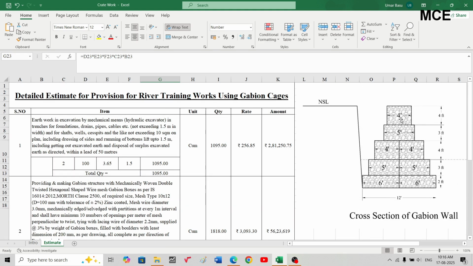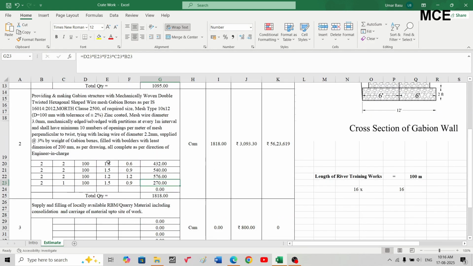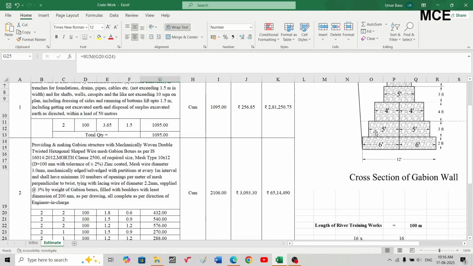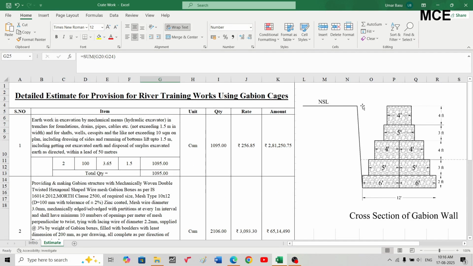The last Gabion box at top is of 4 feet bottom width and 4 feet depth, so it is 2 for 2 river banks, 1 Gabion box, length 100 meter, 4 feet bottom width and 4 feet depth, that is 1.2 into 1.2, which is equal to 288 cubic meters. Total quantity for this, if you sum up all these, is 2106 cubic meters, the total quantity of the Gabion boxes as shown in the cross section along the 2 river banks.